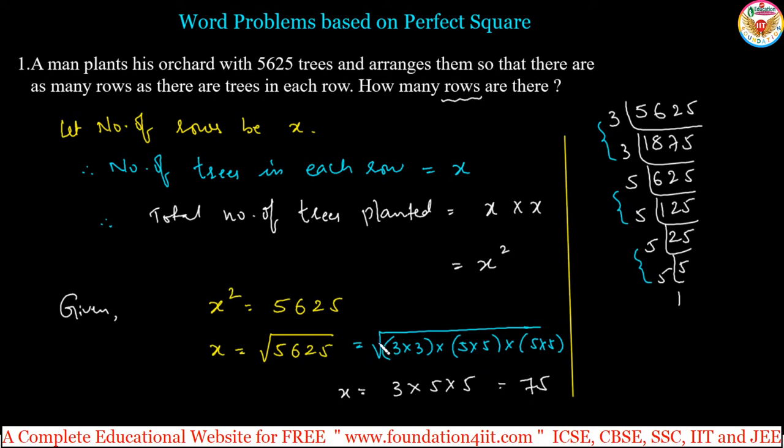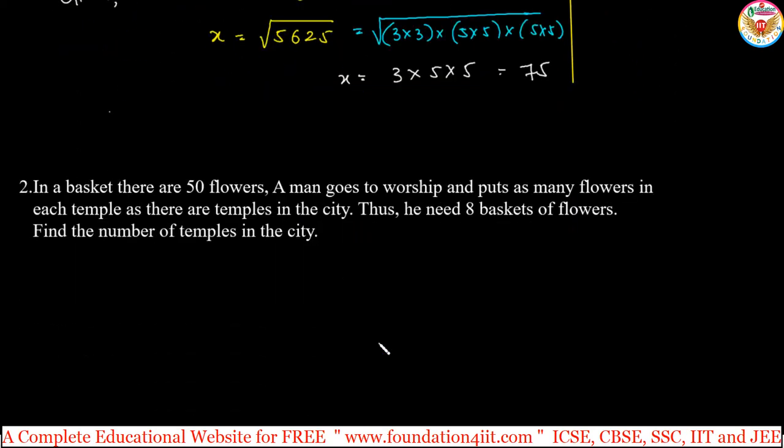That is the given answer, right? And let us see one more. Yeah, this is question 2. In one basket there are 50 flowers. A man goes to worship and puts as many flowers in each temple as there are temples in the city. For example, if there are 20 temples, in each temple 20 flowers are kept, and he needs 8 baskets of flowers for that. So 8 baskets of flowers are required. In one basket there are 50 flowers. So you have to calculate the total number of temples in the city.